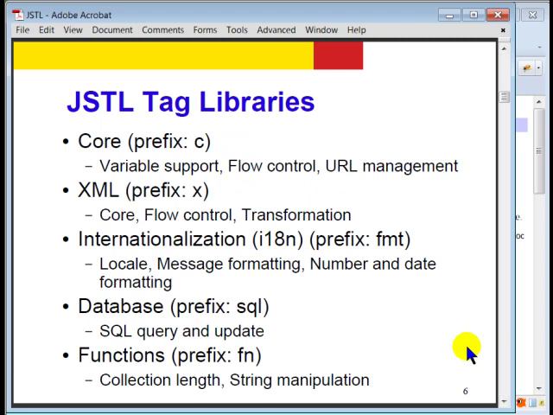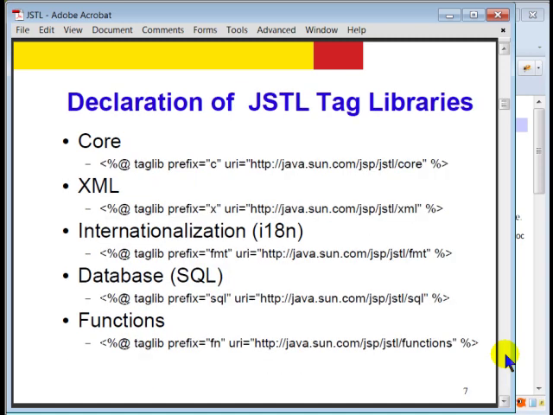Okay, so these are the JSTL tag libraries, four areas, and also functions at the end. So core, XML, internationalization, and database access, and functions. We are going to go over each of these in a bit more detail today and next week.